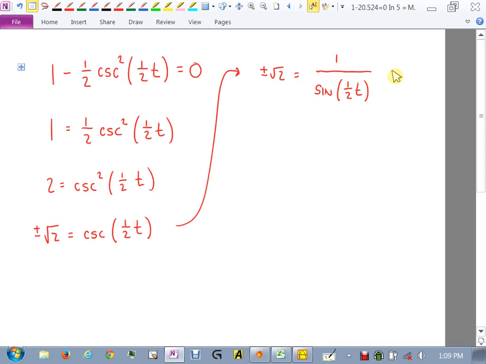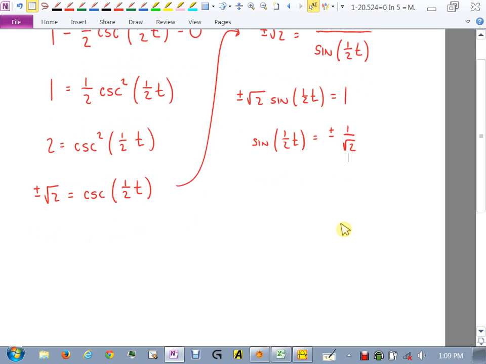And if you multiply both sides by sine of 1/2 t, you would get this. And if you divide both sides by positive and negative root 2, you get this. And if you rationalize the denominator on the right side, what do I mean by rationalize the denominator? Multiply top and bottom by root 2, you get root 2 over 2.